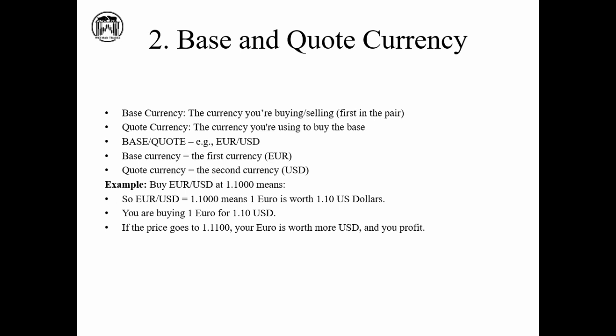Now, if you buy Euro USD at 1.1, Euro USD equal to 1.100 means that 1 euro is equivalent to 1.1 USD. If you have 1 euro, it's worth 1.1 USD. And this means that if you want to buy 1 euro, you must have 1.1 USD to buy 1 euro.